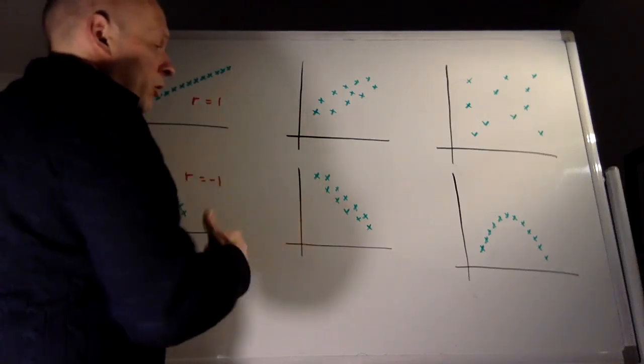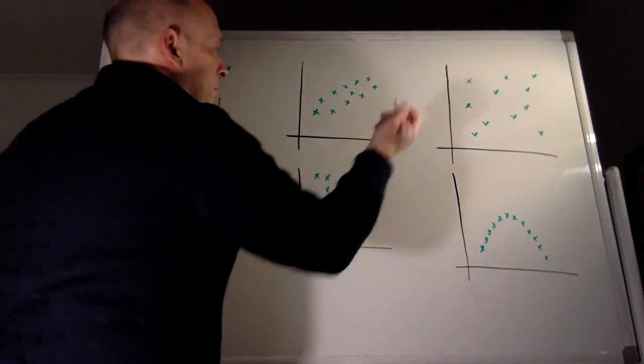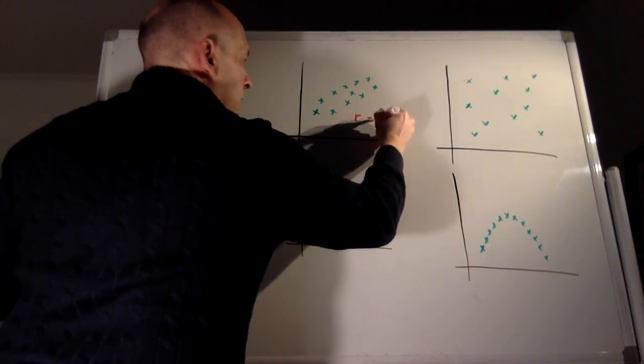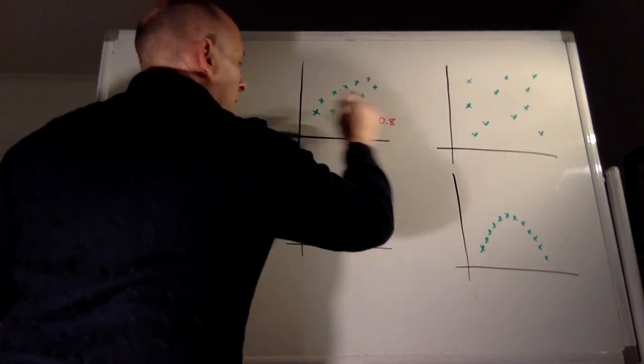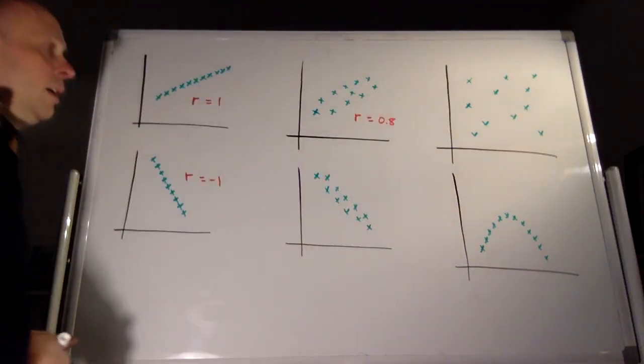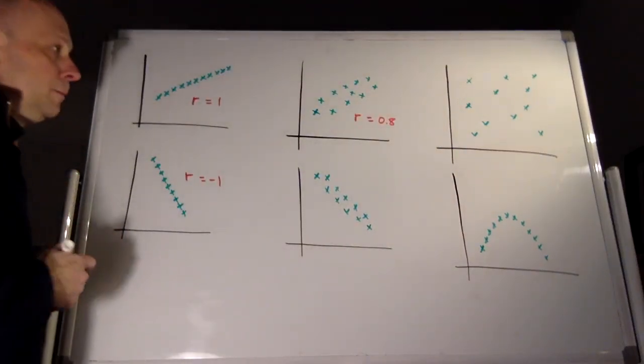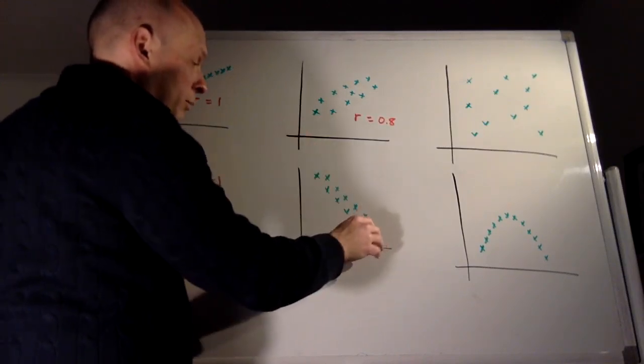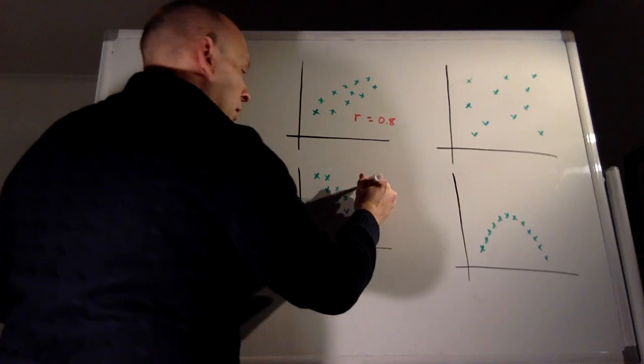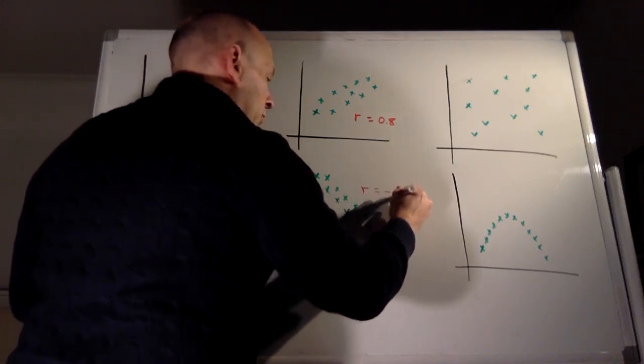Here and here, we have some associations that are pretty strong. I'm not really sure what this R is, but it's definitely positive because we definitely see a positive association there, so maybe 0.8. This one is even stronger, but of course it has a negative association, so maybe this one would be like -0.9.